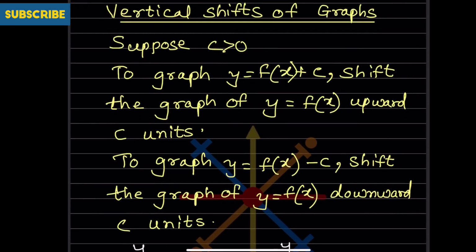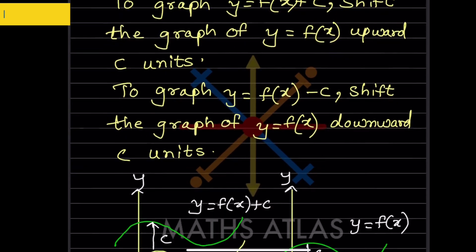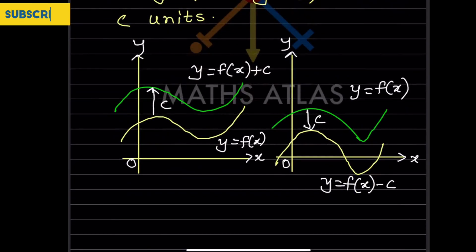So now let us see the vertical shifts of graphs. Suppose c is greater than 0. To graph y is equal to f of x plus c, shift the graph of y is equal to f of x upward c units. To graph y is equal to f of x minus c, shift the graph of y is equal to f of x downward c units. Now look at here how it is.